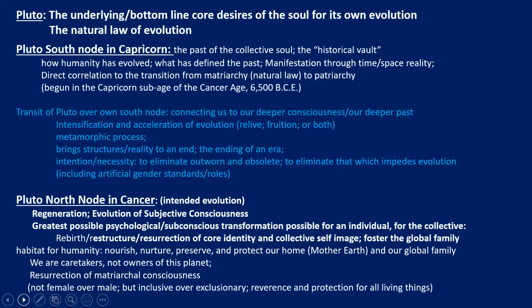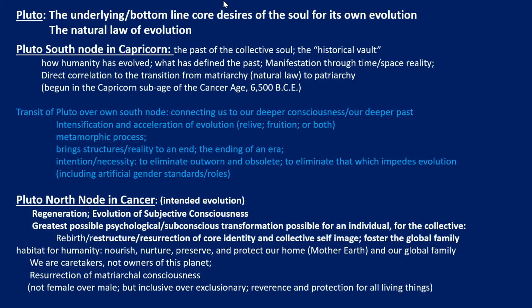So here we have Pluto. Pluto representing the underlying bottom line, evolutionary core desires of the soul for its own evolution. Natural law of evolution. Pluto simply correlates to evolution itself, the evolutionary process. Pluto's south node in Capricorn, the past of the collective soul, as I said previously, the historical vault, how humanity has evolved, what has defined its past.